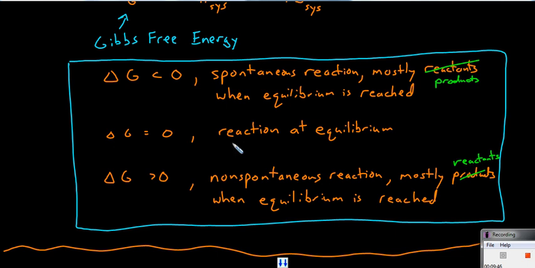If delta G is equal to 0, the reaction is at equilibrium. And if delta G is greater than 0, then that is a non-spontaneous process. The reaction is not going to proceed significantly by the time equilibrium is reached, and so you're going to have mostly reactant, not product, when that equilibrium is reached.